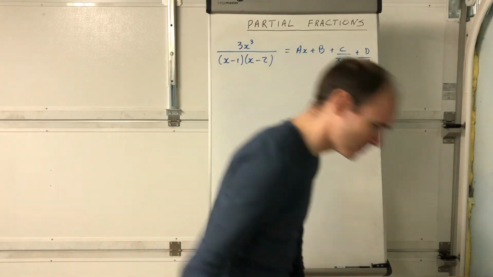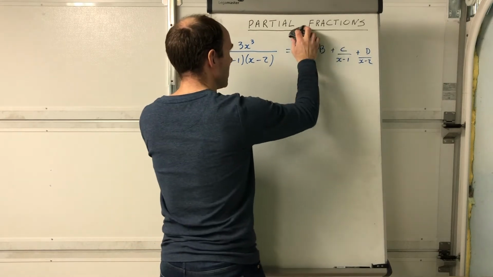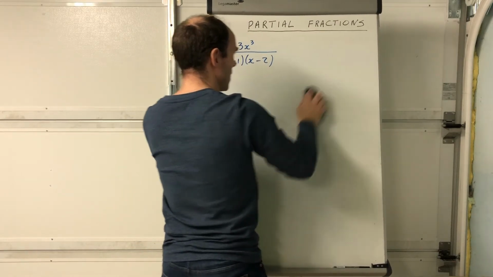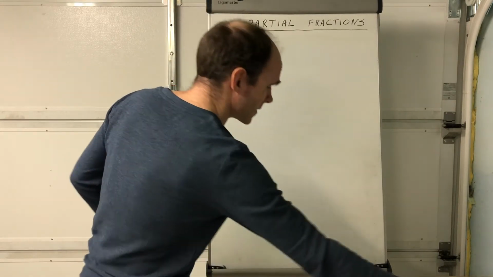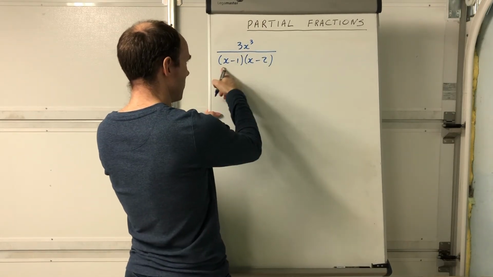It's just too much stuff there. Okay, so I'm not going to bother with that approach. What I'm going to do is go straight into long division. So let's see. We're going to have 3x cubed divided by that.